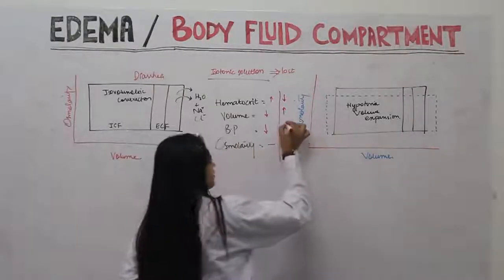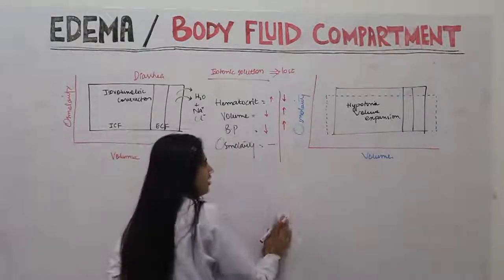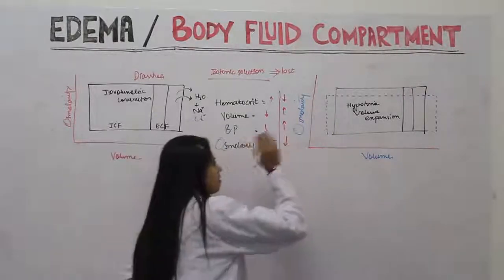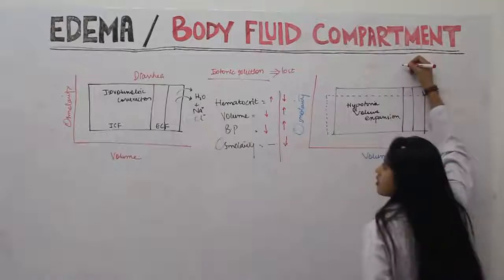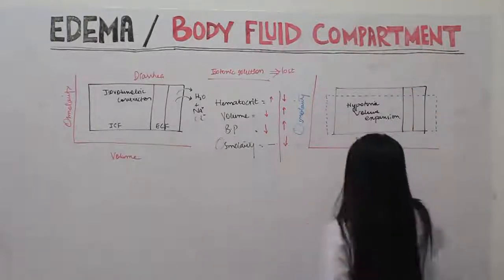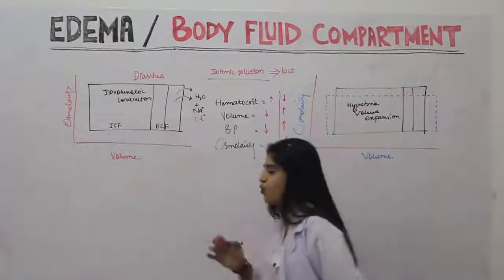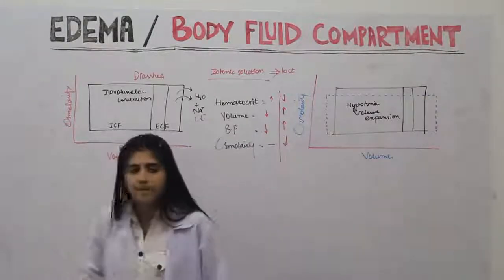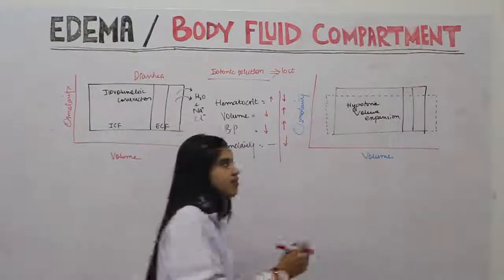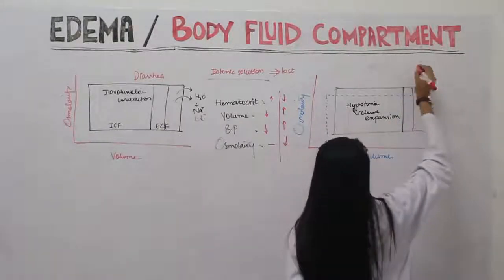And the blood pressure increases. And what about the osmolarity? Osmolarity decreases. Tell me about the condition. It's like a hypotonic solution, like the water has been increased. But we said that when ADH starts excess reabsorption of water, tell me about the condition.